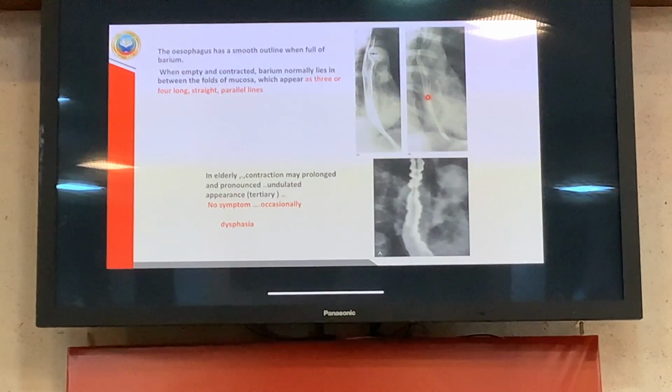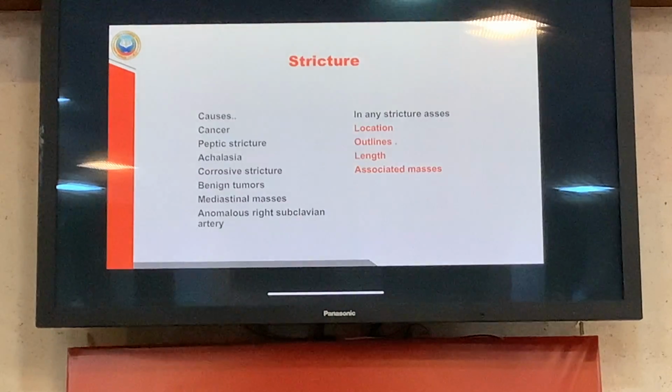So the barium study, this is a smooth 3 to 4 fold by the double contrast, and this is a normal texture of the esophagus. What about this? This is called tertiary contraction of the esophagus in the elderly. It is transient, and usually it is in the elderly without symptoms. Sometimes the patient feels dysphagia.